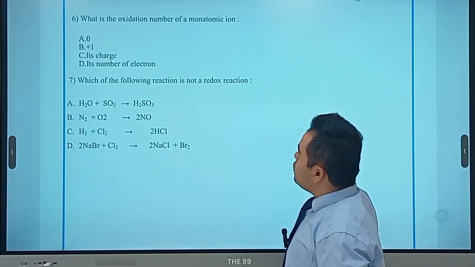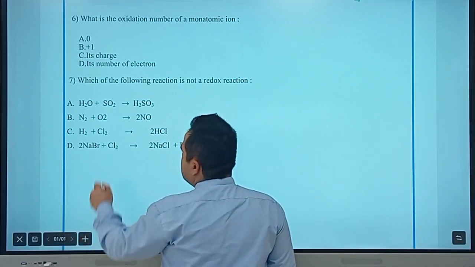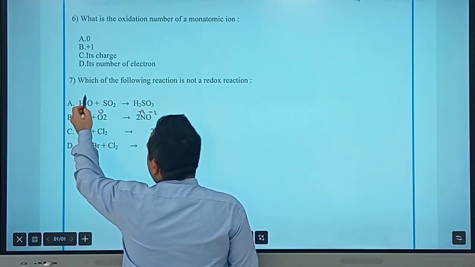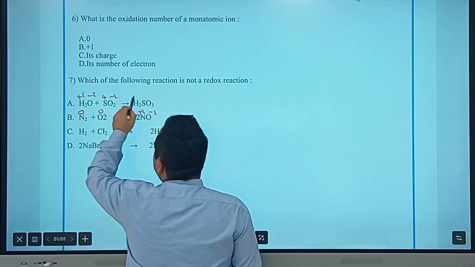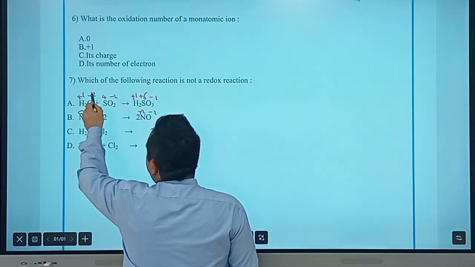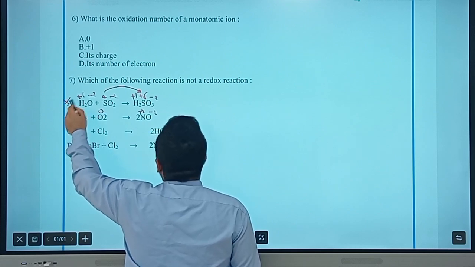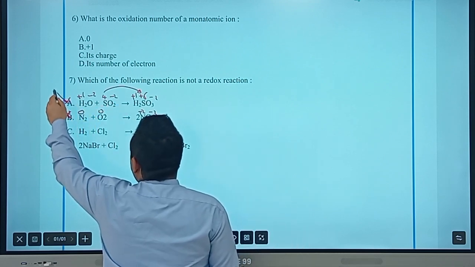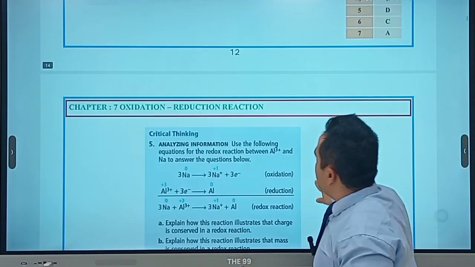Which of the following reactions is not a redox reaction? Reactions which are not redox, we have to take into consideration. This is 0, 0, plus 2, minus 2, it's redox. H2O plus 1 minus 2, plus 4 minus 2, plus 1 plus 6 minus 2. In this case, we have got sulfur oxidized, but there is no reduction. So it's not a redox reaction. This is a redox reaction. A is not a redox reaction. So A is the correct answer because it's required.